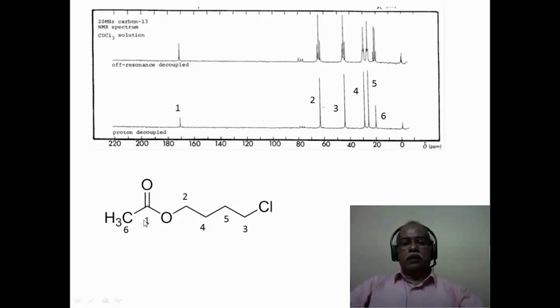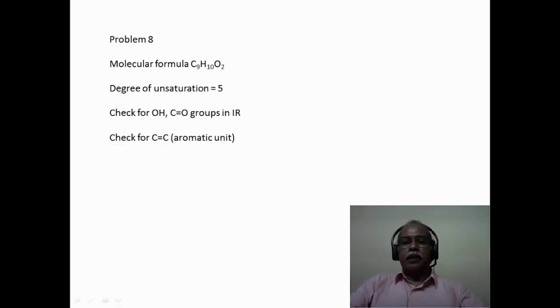Finally, carbon number 6, which is a terminal CH3, comes around 20 ppm, which is a quartet. These triplets are not very well resolved triplets. Nevertheless, they correspond to carbon number 4 and 5. This quartet is very clearly seen for the CH3 in the off resonance spectrum. So carbon labeled 6 is the carbon which corresponds to the CH3 of this particular functional group. Let us move on to the next problem.